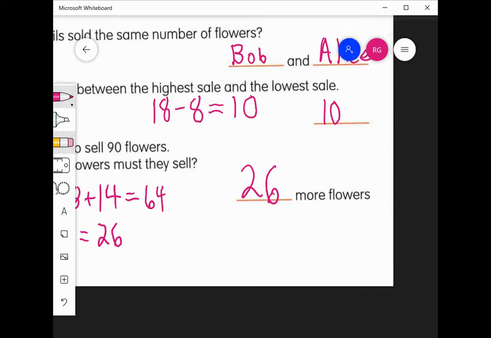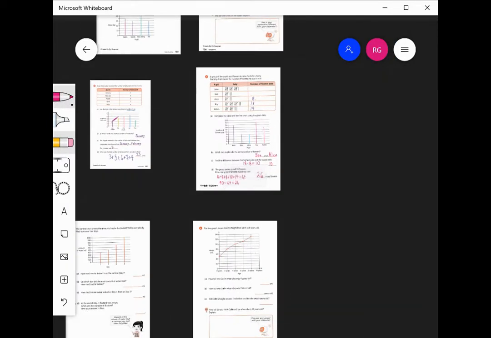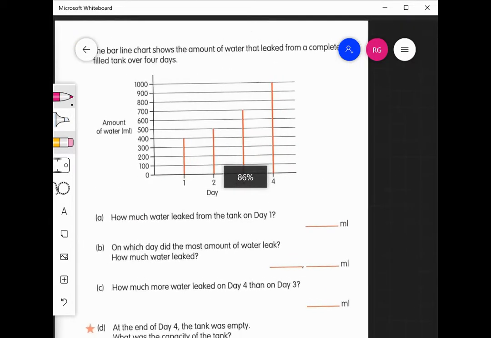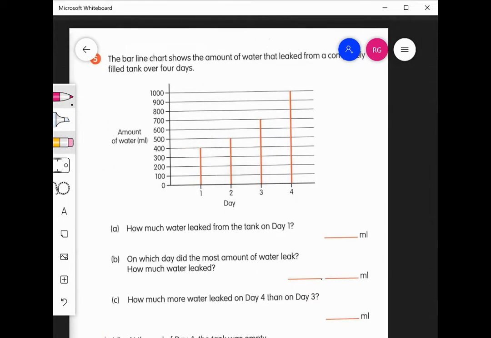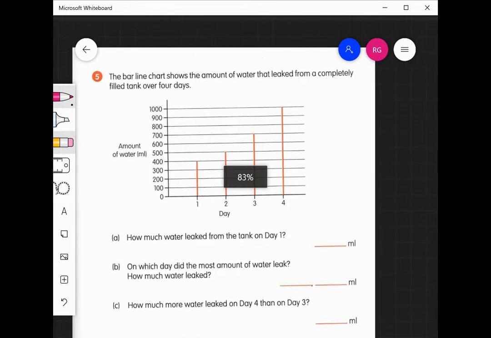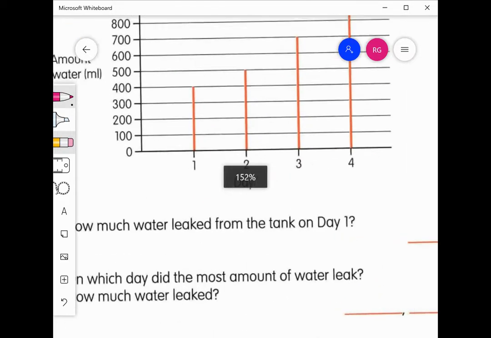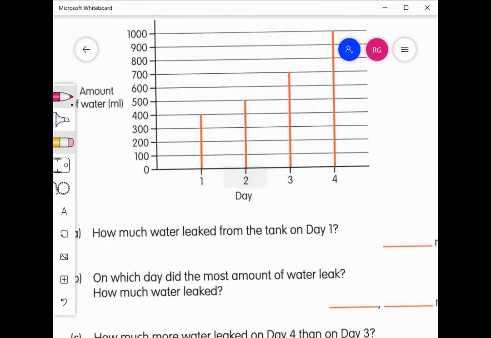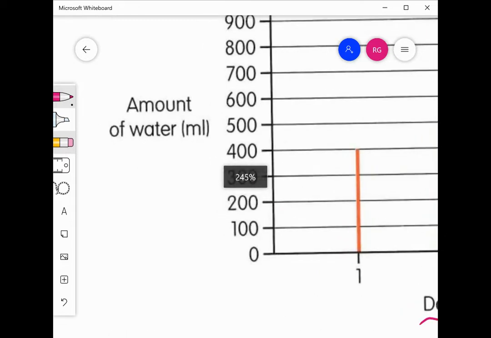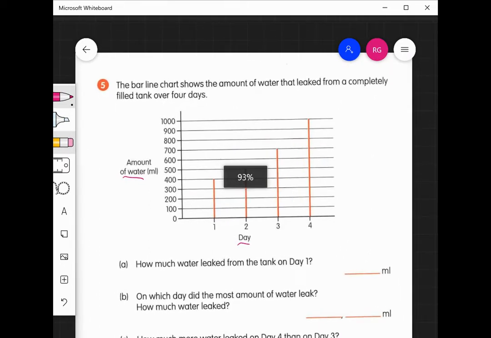Okay, so let me move on to page 139 here, and we'll get started on page 139. At the top, it says the bar line chart shows the amount of water that leaked from a completely filled tank over 4 days. So the x-axis is showing the number of the day, and then the y-axis is showing the amount of water that leaked from a filled tank.